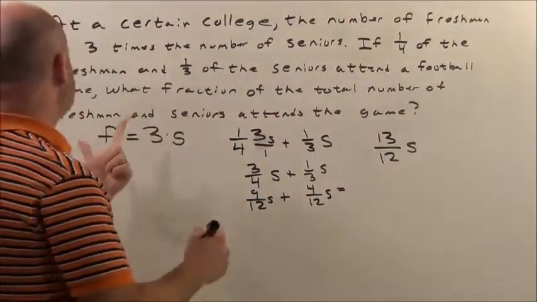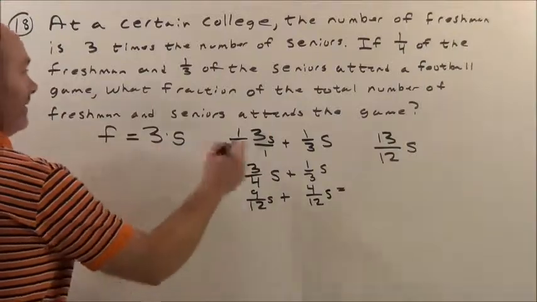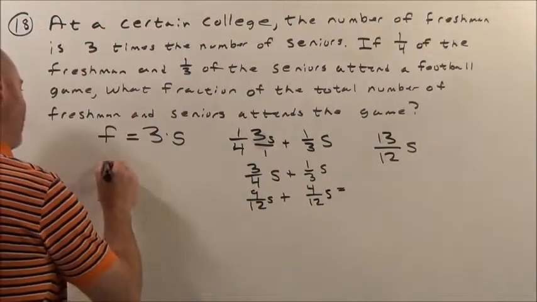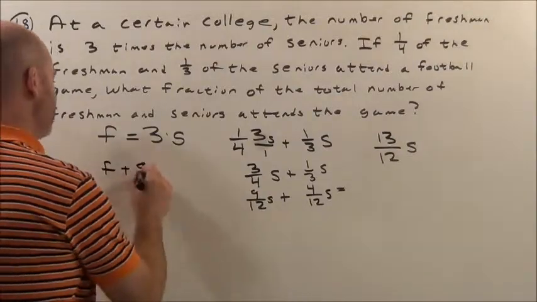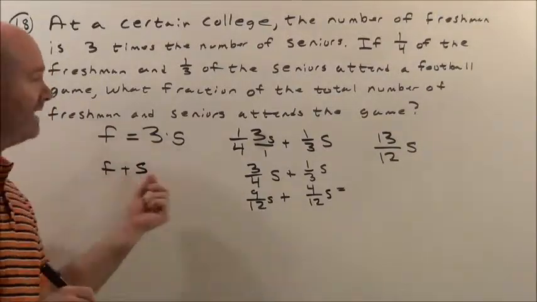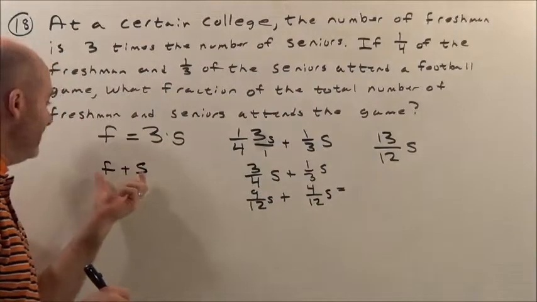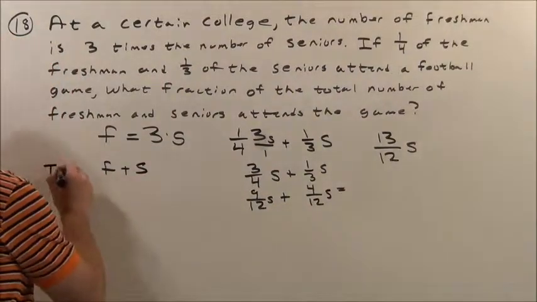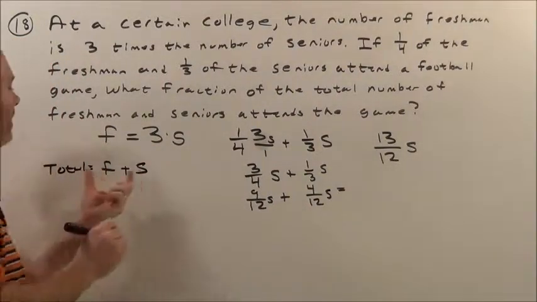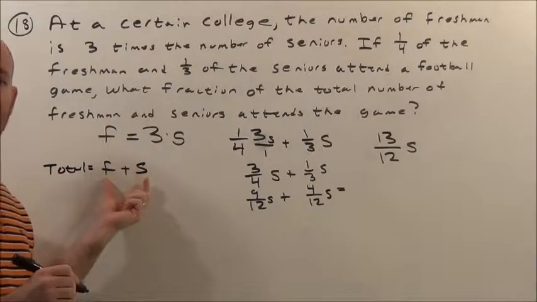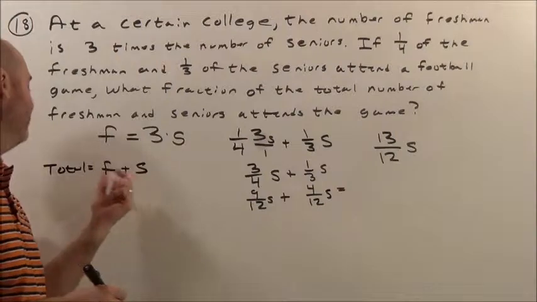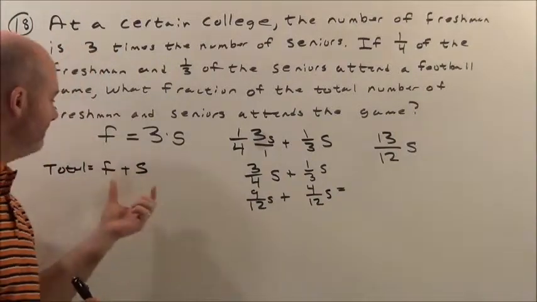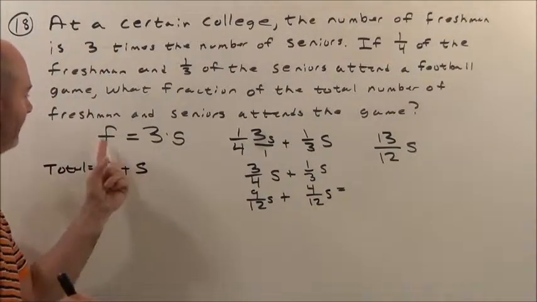Well, I got freshmen and seniors. So that's basically 13/12 out of, here's my freshmen, plus seniors. Well, I need that to all be one thing. Since I have this in S, here's our total number. This is the total number of freshmen and seniors at the college. There might be 100 freshmen, but don't worry about that. So here's what we have.